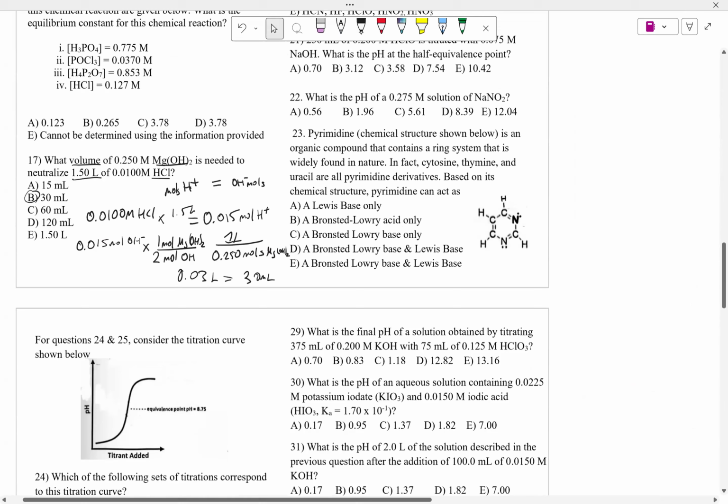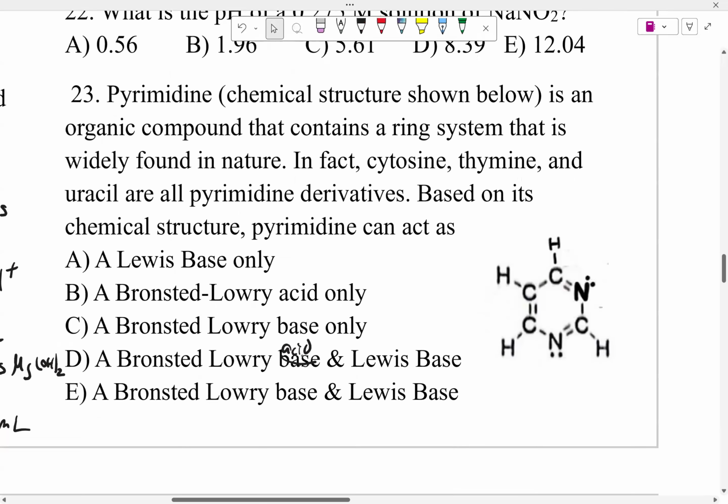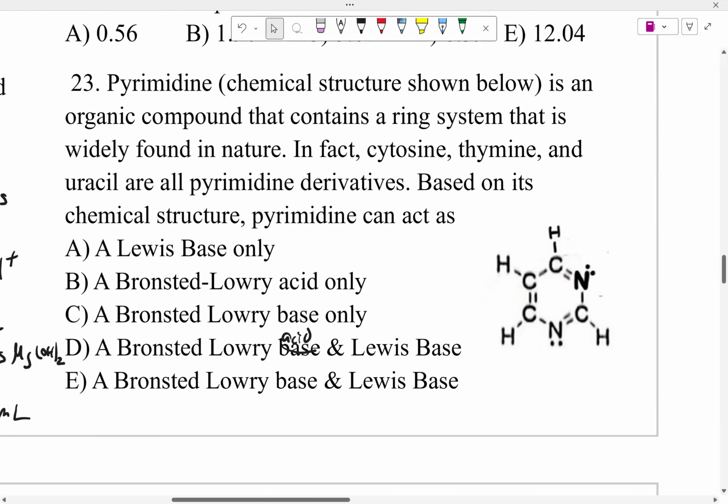All right, let's go over 23. 23 is important. I made a mistake. This is supposed to be acid, but it doesn't really change that much. So we have this structure here, and it's asking us to figure out what kind of acid or base it is. Is it a Lewis base, Bronsted-Lowry acid, or whatever? When you look at the structure, it's really important to recognize the nitrogen there. It's very similar to the ammonia that we've been talking about. Ammonia, we talked about, has that lone pair on it.